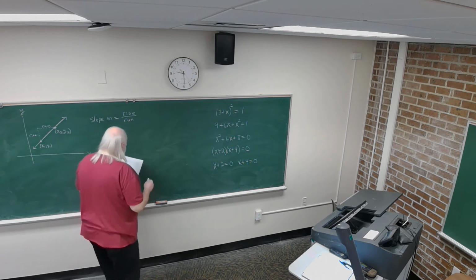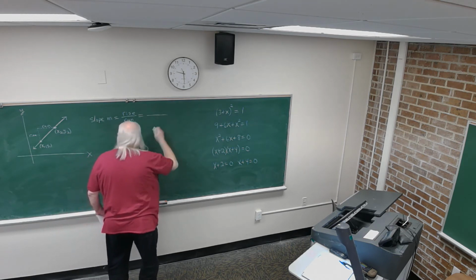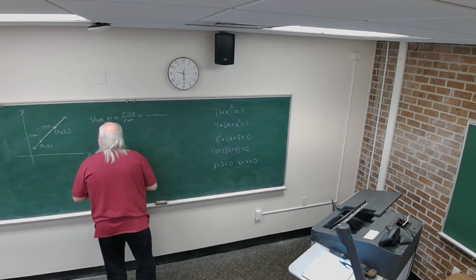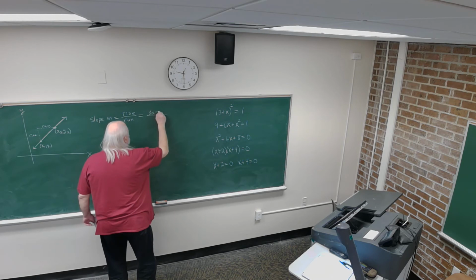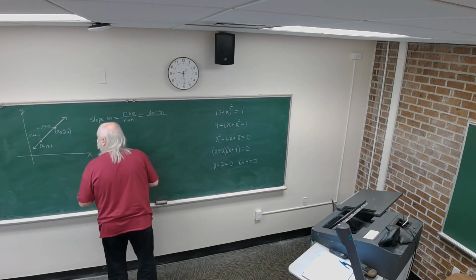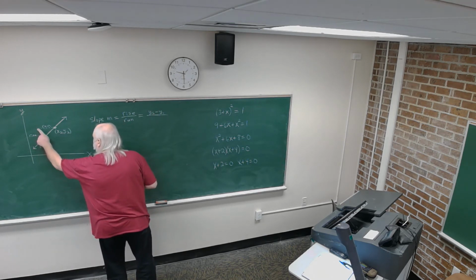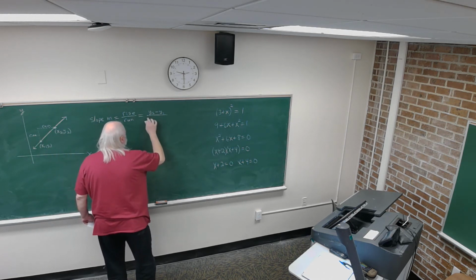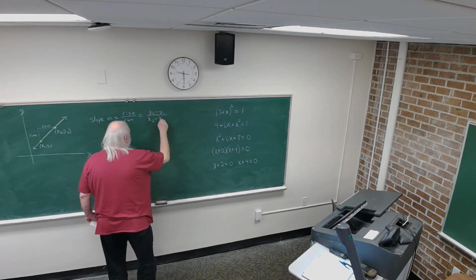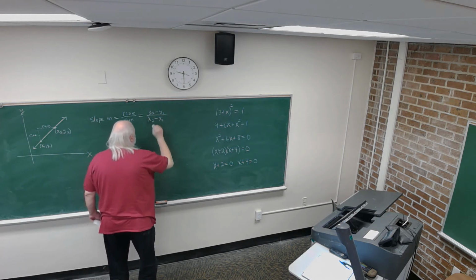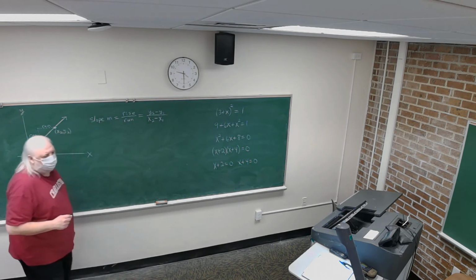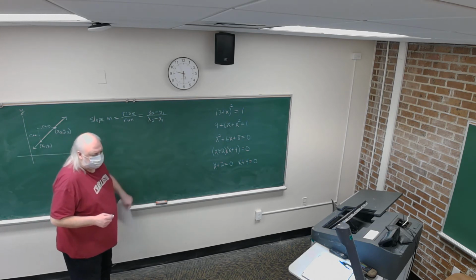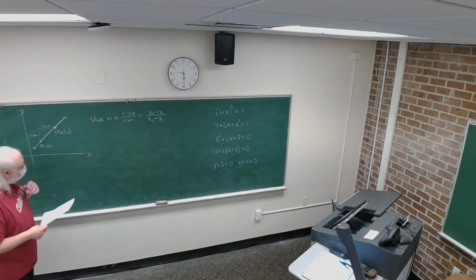Well, this vertical distance from here up to here is equal to the difference in the y coordinates. And this distance from this point here over to here is equal to the difference in the x coordinates. So you often hear people saying slope is equal to change in y over change in x, because we're subtracting.